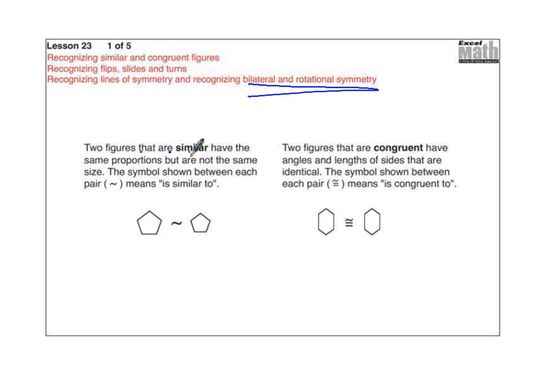Two figures that are similar have the same proportions but are not the same size. The symbol shown between each pair, this right here, means is similar to. So this pentagon is similar to this pentagon. It is not similar to that pentagon because this one's all stretched out. Basically, similar means that they look exactly the same, only one shape is larger than the other one. So this shape right here looks like it was put on a copy machine and shrunk down to look like this. And that means they're similar.